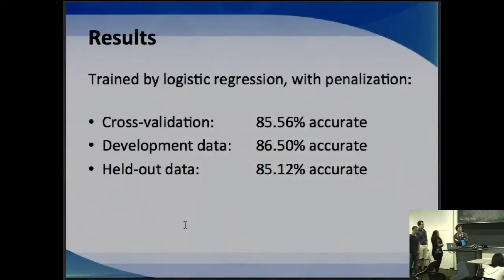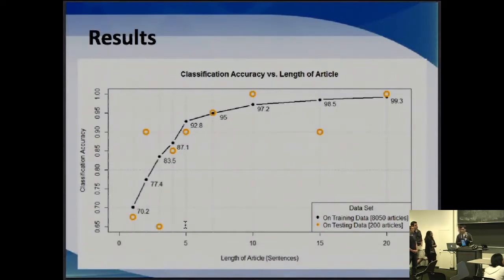So we trained a logistic regression on all the features, and we did L1 penalization to prevent us from overfitting. And the numbers are around 85 to 86. We actually sort of penalized ourselves a little because we took the training set data that was provided and broke it down into smaller sections, and we biased it towards smaller articles because we assumed that would help us do a little better on the smaller articles. This is the curve of how well we do based on the length of the article. That's it. Questions?